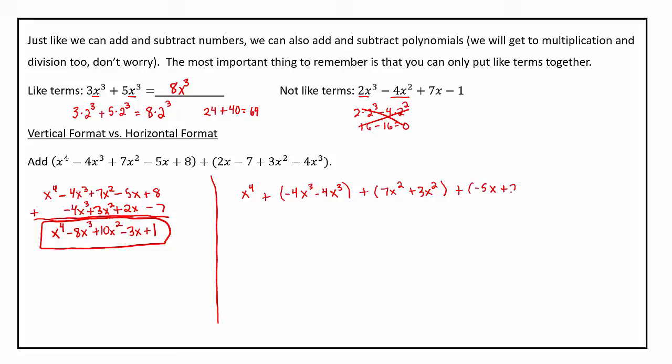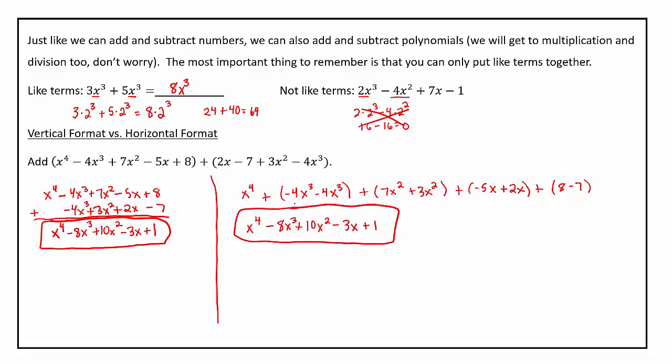So I'm doing the exact same problem again, just writing it differently, thinking about it slightly differently, but I should get the same answer. And last we put the numbers together. And so the same thing's going to happen that happened in the last problem, like that the x to the 4th doesn't have anything to add with, that this becomes negative 8x cubed, this would be 10x squared, then negative 3x, and then positive 1. We get the same thing. We wrote it out differently, but we had to do the same thing, basically.